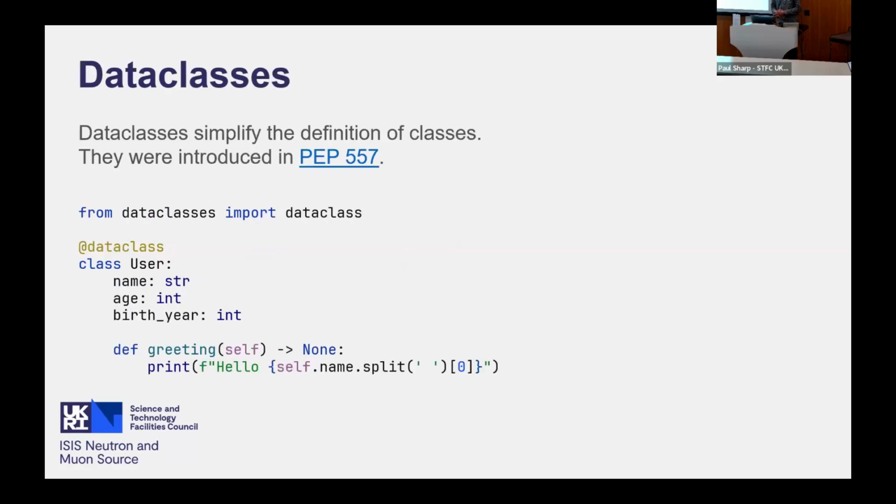So next, I spoke already about data classes, introduced in PEP 557, which simplify the definition of classes. So I've defined the same class again. I've imported dataclass and I've got the dataclass decorator. And now for my user class, I've got the name hinted as a string, the age, which is an integer, the birth year, which is an integer. But you'll see now there's no init routine. When we have a data class, we get our constructor for free, and it's defined in the way that I showed on the previous slide. You assign the arguments that you put into the attributes. And then again, I've got the greeting function here, which is written exactly the same.